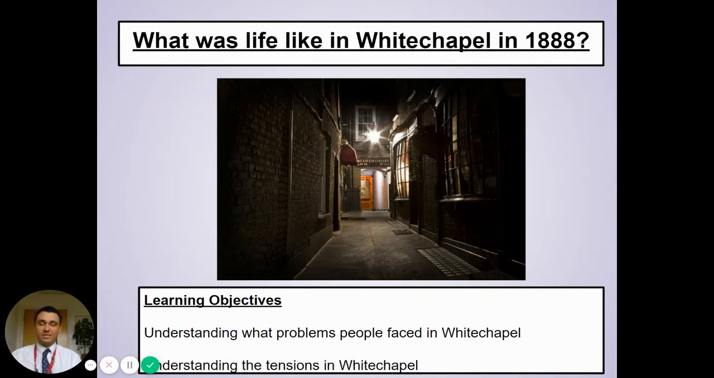I know a lot of you have been looking forward to learning about Jack the Ripper and the Whitechapel murders in 1888, and I thought now was as good a time as any for us to start to learn about them. So in today's lesson, if we look at those learning objectives, I want us to understand what problems people faced in Whitechapel at the time of the Ripper murders, and also understand the tension in Whitechapel. Understanding the background of Whitechapel helps us understand just exactly how Jack the Ripper got away with his murders a bit more, and the problems the police faced.